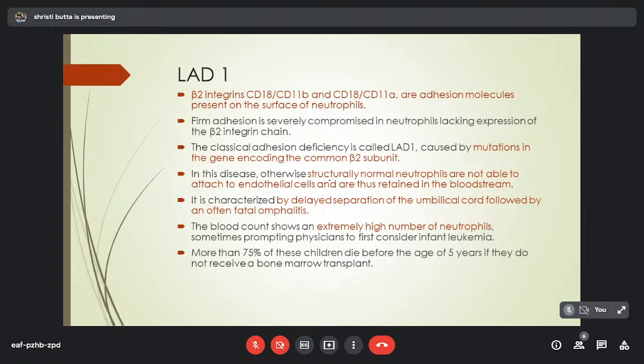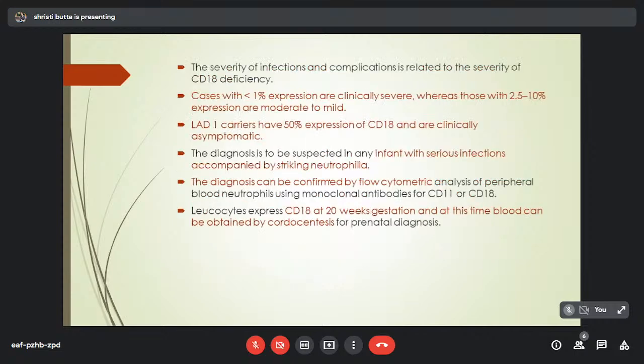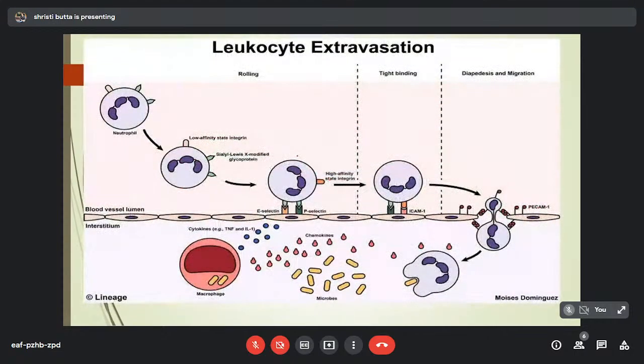Now, LAD1. What is LAD1? That is leukocyte adhesion defect type 1. I hope you remember that beta-2 integrins, that is CD18-CD11B or 11A, are adhesion molecules present on the surface of neutrophils. Now remember the thing that we discussed in the last class, session 1? Let me just show you the diagram. Look at this diagram, that makes things easier.